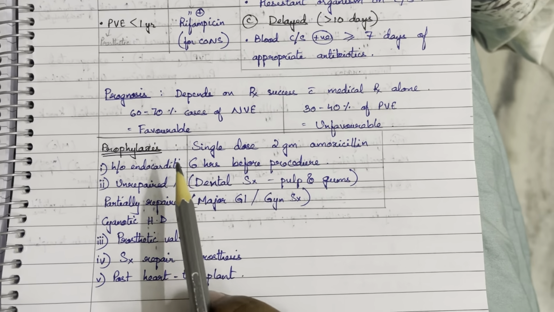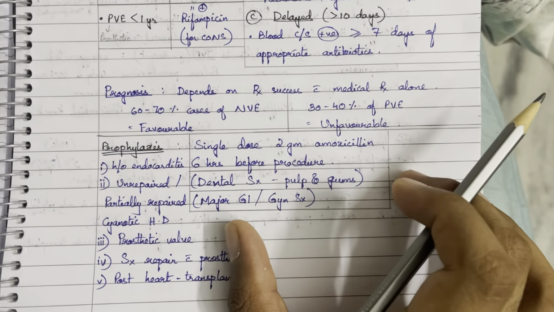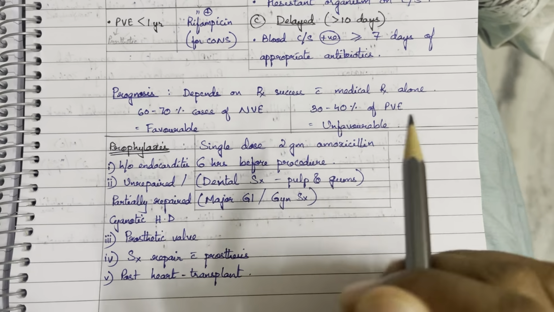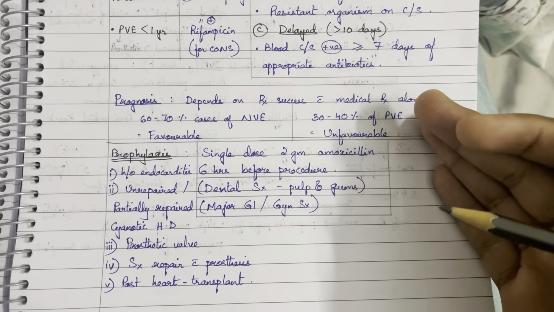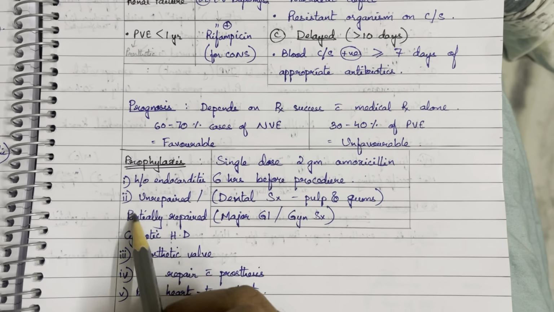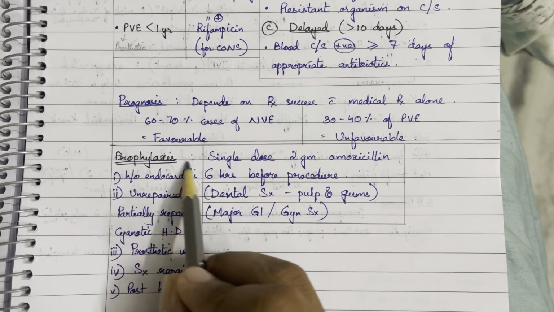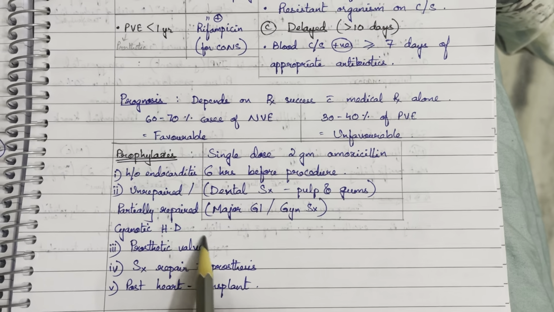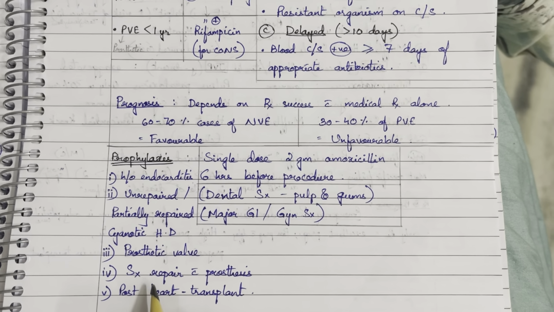And again, prophylaxis. You need to give prophylaxis for infective endocarditis, especially if you are undergoing any procedure and you have a previous history of endocarditis. Also if it's a partially repaired cyanotic heart disease, if there's a prosthetic valve or surgical repair with prosthetic material.